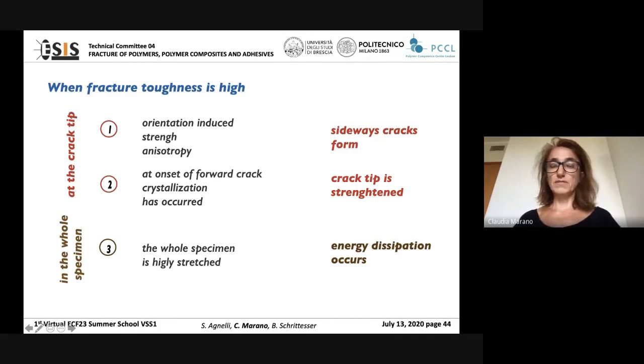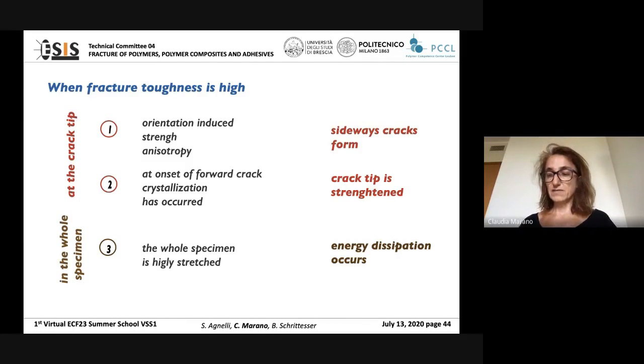When this occurs at the tip of the crack, high deformation can be reached in the wall specimen, and so also close to the tip of the crack, and there is a significant energy dissipation that increases the fracture toughness.